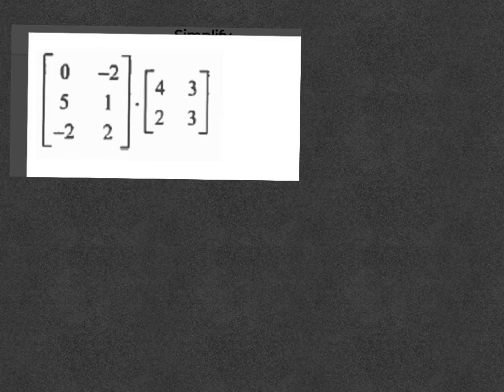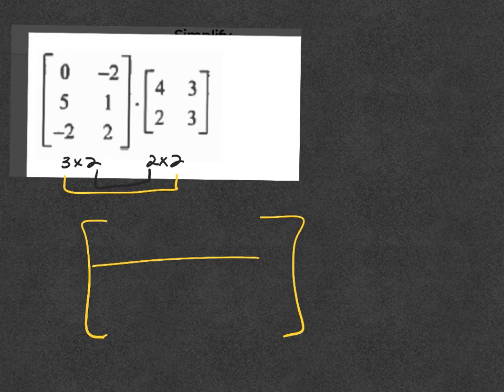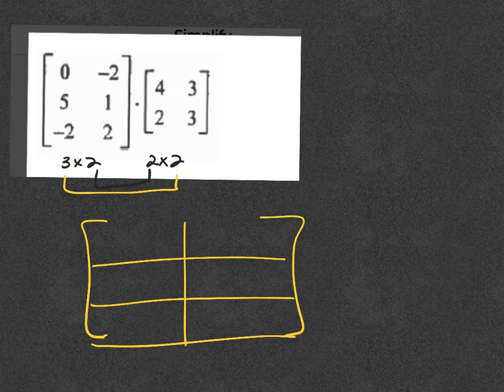Okay, these are the questions that were missed the most on the Kahoot. So this one is a multiplication. This first matrix is a 3 by 2, and the second's a 2 by 2, so it can be done because the middle numbers match. And the result is the outer 2, which is a 3 by 2. So 3 rows, 2 columns.